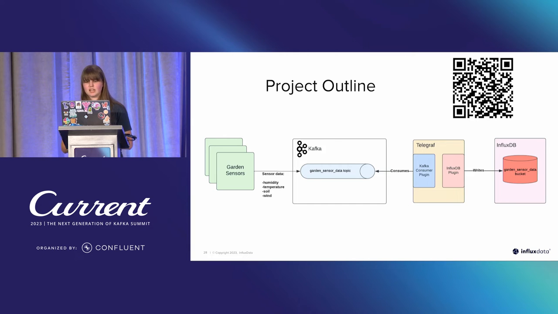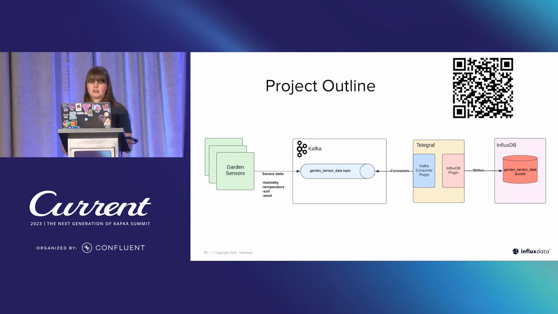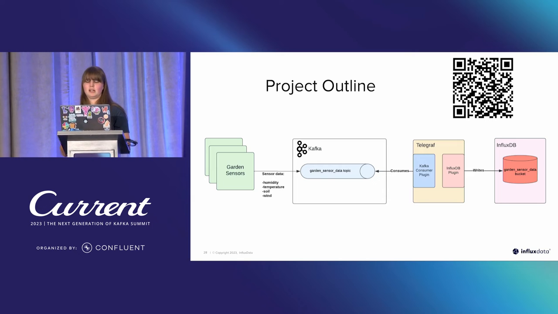From there, the Telegraf Kafka consumer plugin is waiting to consume that data, and then it writes it into InfluxDB. You might notice in the Telegraf box it looks like there are two separate things going on here. Telegraf itself is manipulating the data it's getting from Kafka and making it valid for InfluxDB. It's basically doing all the work for you, and then it writes it right in. For this, it's just going into the InfluxDB garden sensor bucket.